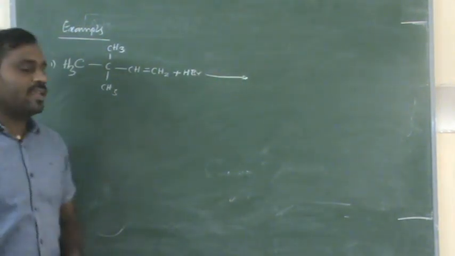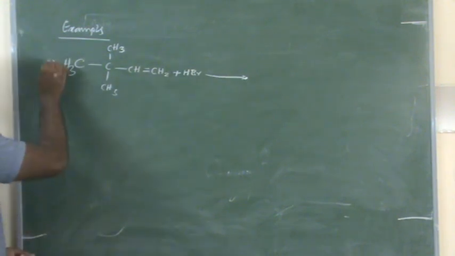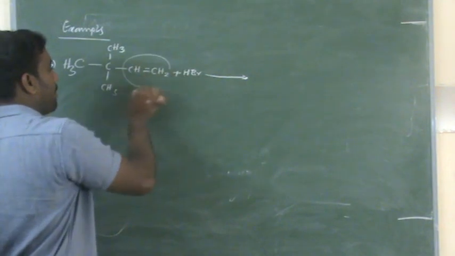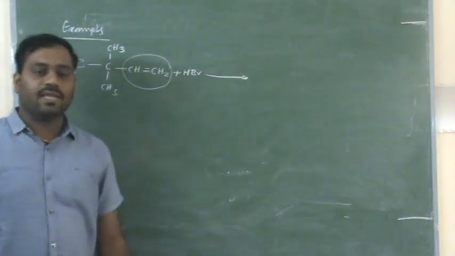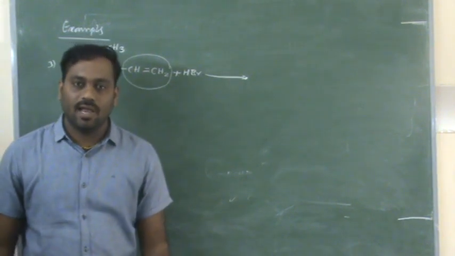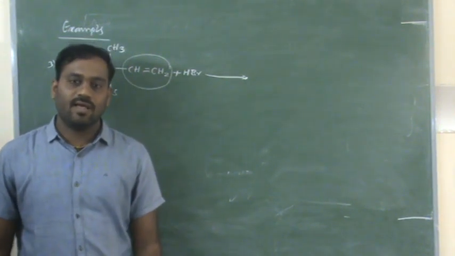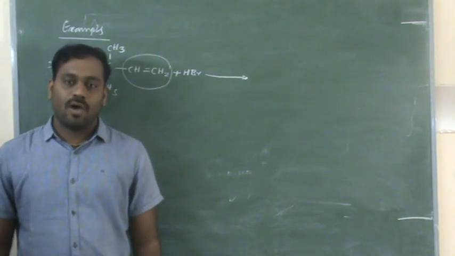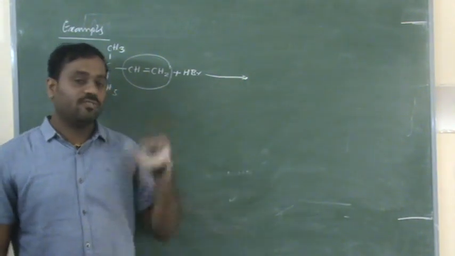Let us take the third example on this. So here, is it a symmetrical alkene or an unsymmetrical alkene? No doubt it is an unsymmetrical alkene. Since it is an unsymmetrical alkene, which rule is followed? The Markovnikov rule is followed. Why? Because there is no catalyst.